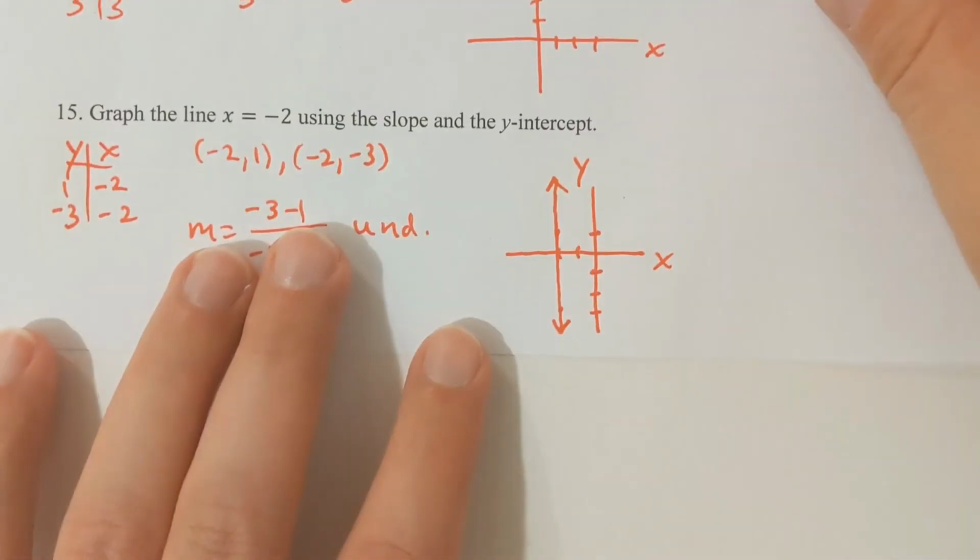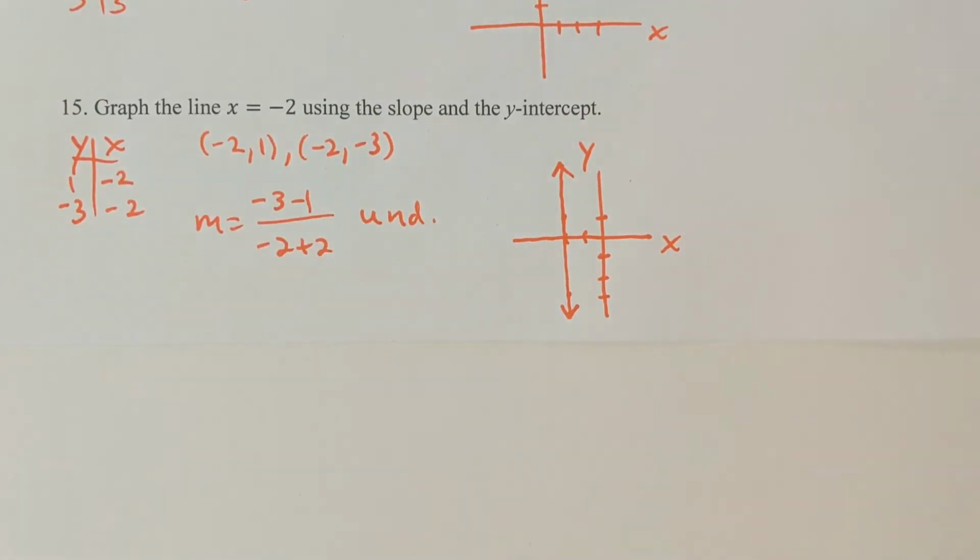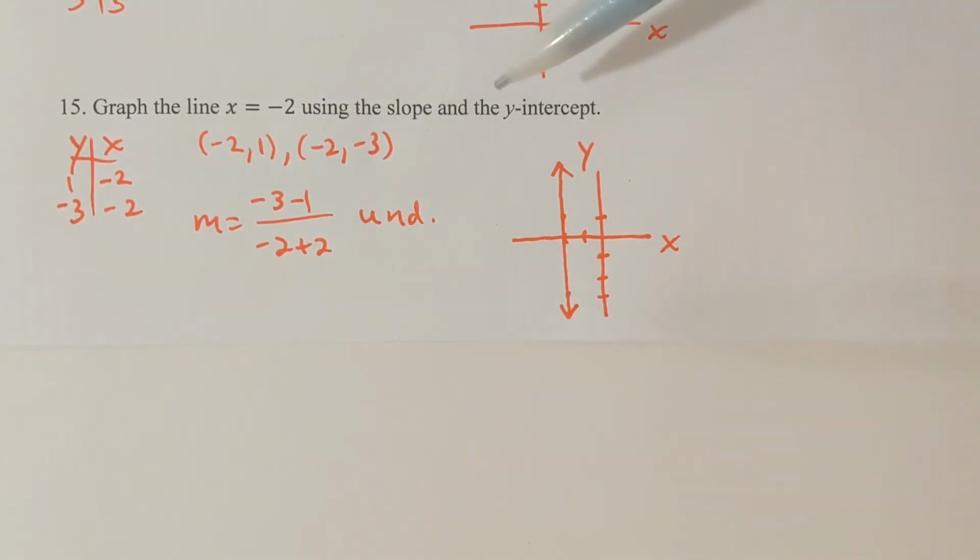Okay, how about problem 15? Graph the line x equals negative 2 using the slope and the y-intercept. Well, this will be a vertical line. A vertical line always has an undefined slope. Why is that? Well, let's get 2 points that would be on this line using a table, and then we'll compute m.